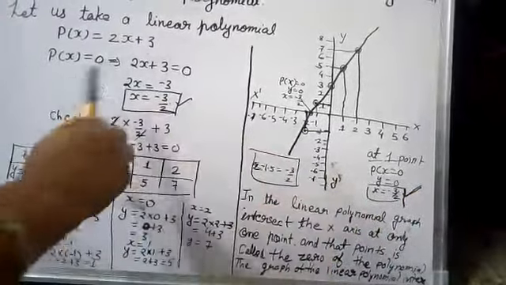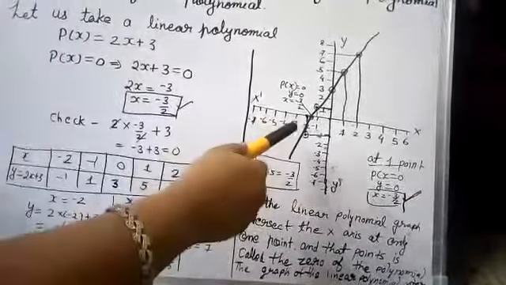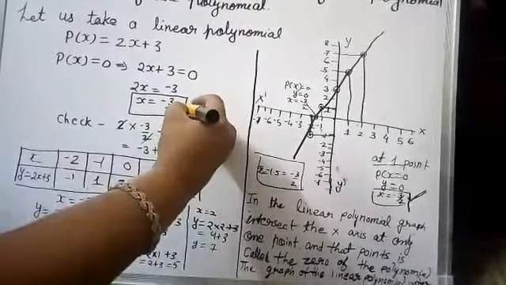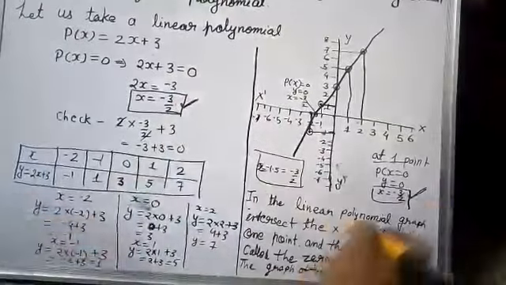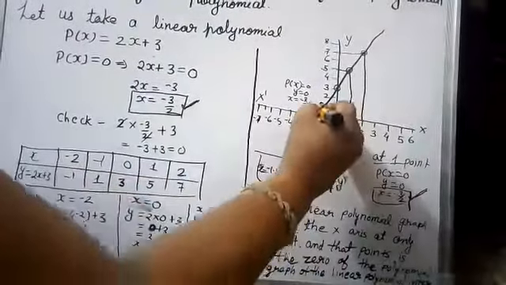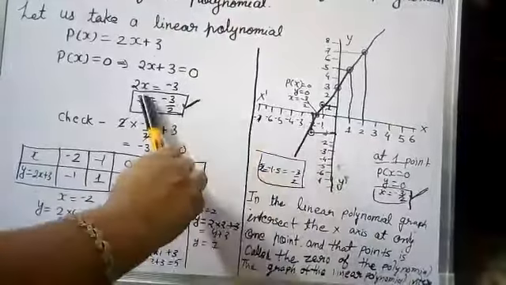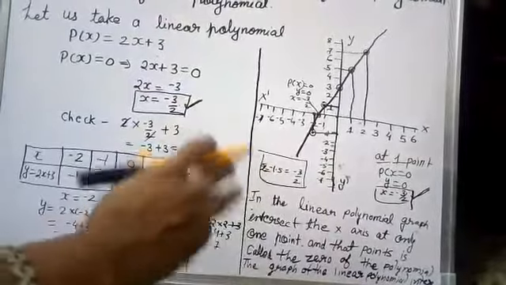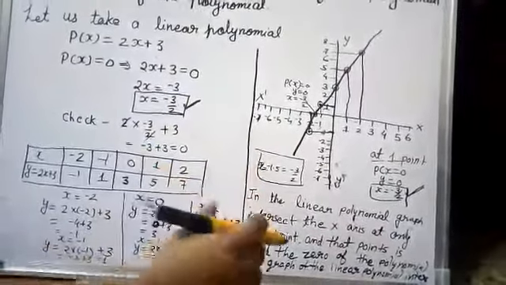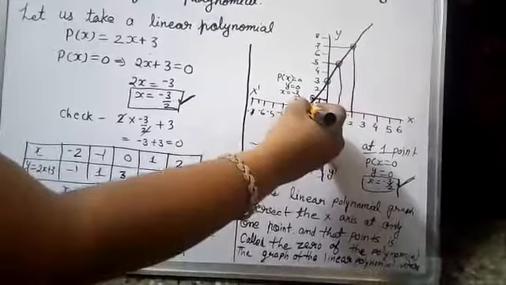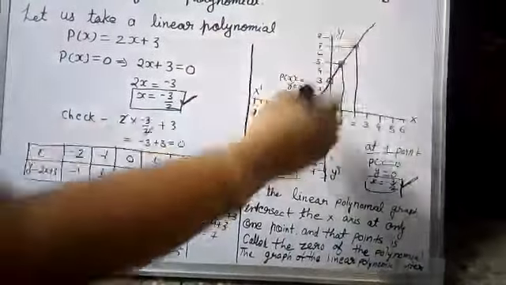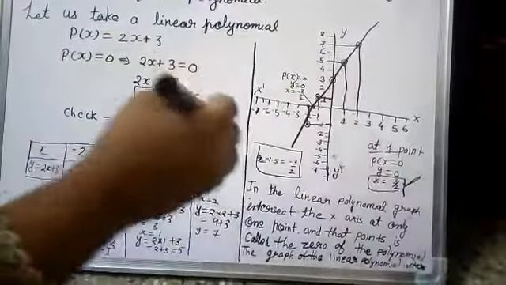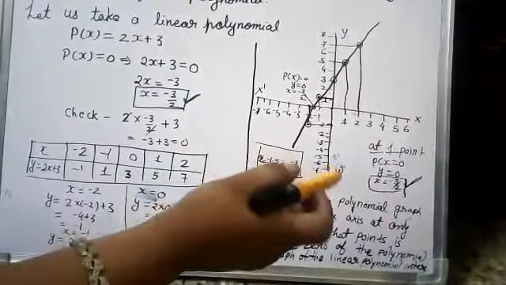So by both methods, the algebraic method and the graphical method, we can say the root of the polynomial is x is equal to minus 3 by 2. In both ways we are getting the same root. So the geometrical meaning of the zeros of the polynomial is this: the point at which the graph intersects the x-axis is called the zero of the polynomial.